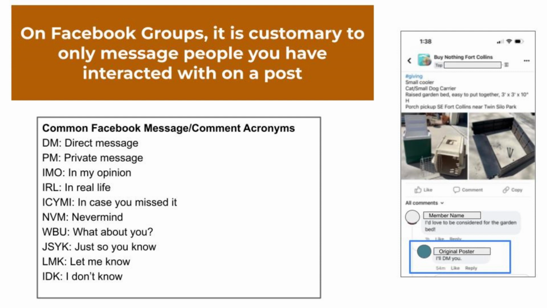DM is an acronym for direct message. Sometimes group members will say PM, which means private message. If you were curious about more acronyms frequently used on Facebook groups, I have written a list of acronyms and their meanings on the left. Tap on the screen to pause the video if you would like a second to read them.